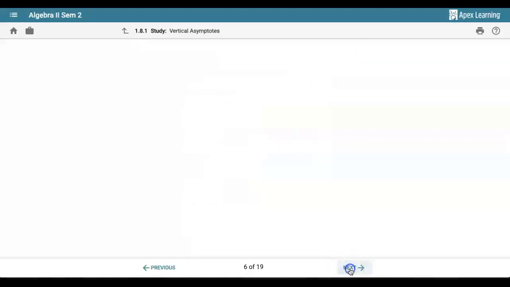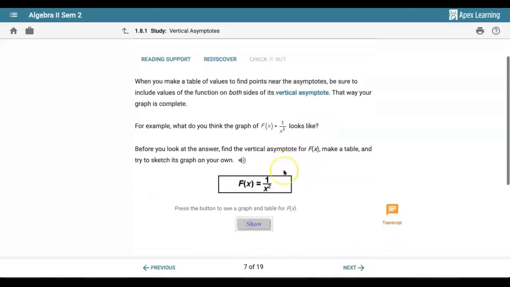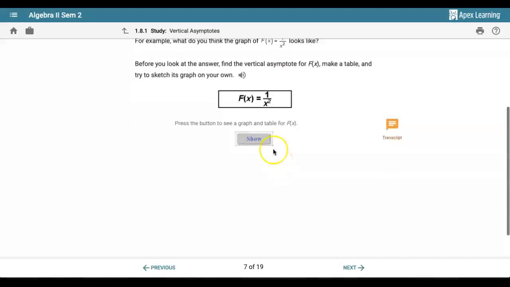Again, that's how you would do that one. Okay. So then again, looking at graphing both sides of a vertical asymptote, if I have a function that's 1 over x squared, clearly the vertical asymptote is going to be at x equals 0. But what the shape of that graph might look like will be a little bit different because now we're dealing with an x squared.